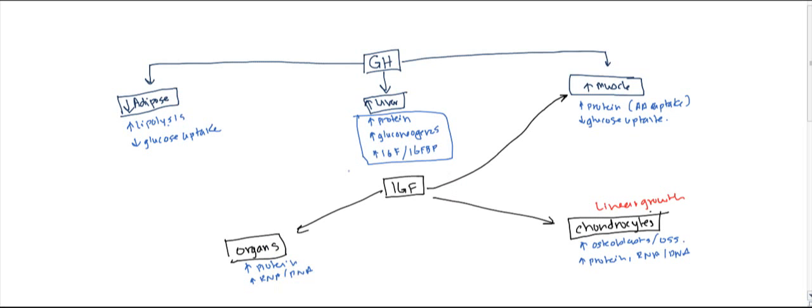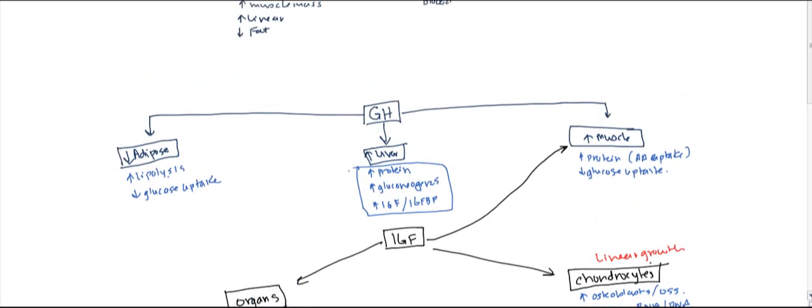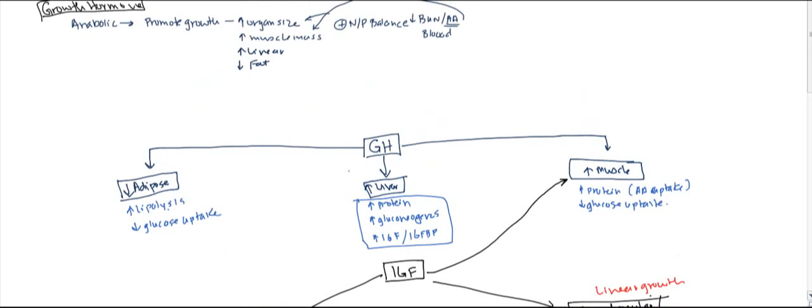Now, what's also important to take a look at, now that we're done with the different functions, is the regulation. So how is growth hormone regulated? Well, of course, we know that growth hormone comes from the pituitary. And the pituitary is going to be regulated primarily by the hypothalamus.